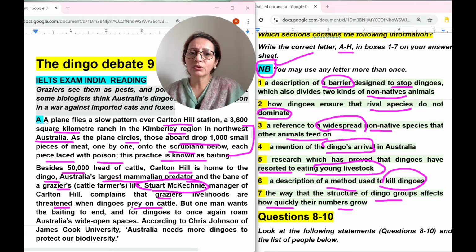dingoes, because they prey on cattle, but no one wants the baiting to end and for dingoes to once again roam Australia's widespread. Okay, so here they are explaining how to kill the animal, how to kill this dingo. So somewhere they were talking about the description of a method used to kill dingoes. So for number 6 we can select paragraph A. Okay, now let's move to the next paragraph.